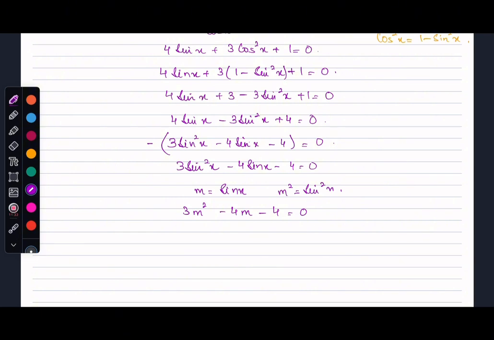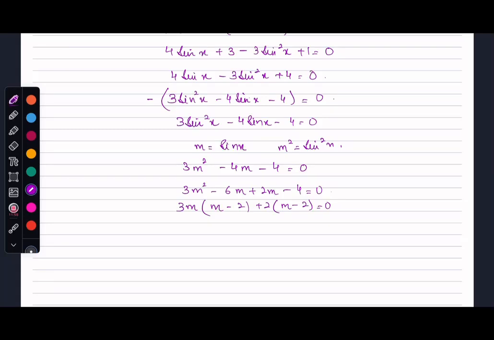Therefore, I can get the factors as 3m square minus 6m plus 2m minus 4, and this equals 0. I can take 3m common, and I'll be left here with m minus 2. From here, I can take 2 common, I'll be left here with m minus 2, which is equal to 0. So in all, I shall be having 3m plus 2 and m minus 2, which should be equal to 0.